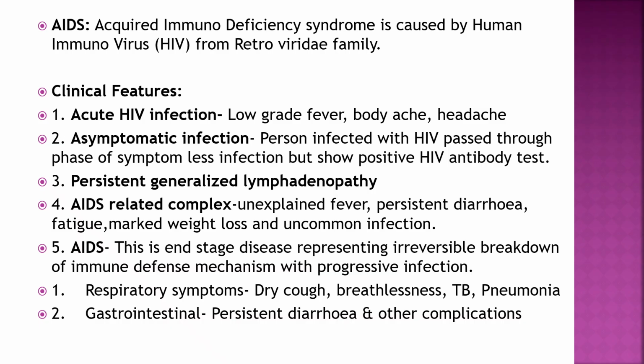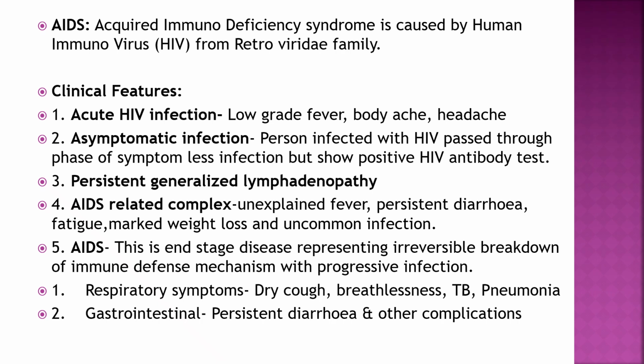The clinical features: first is the acute phase, in which the patient has low grade fever, body ache, headache. Then asymptomatic phase. Then persistent generalized lymphadenopathy. Then AIDS related complex can be there, with unexplained fever, persistent diarrhea, fatigue, marked weight loss, uncommon infection. Then in the end stage there may be respiratory complications, then gastrointestinal complications, and the patient may get opportunistic infection because of the low immunity.